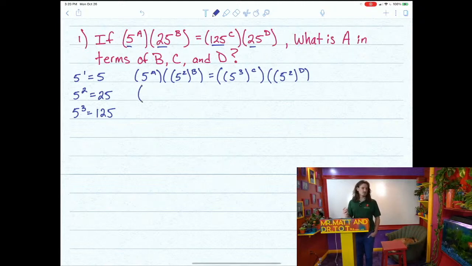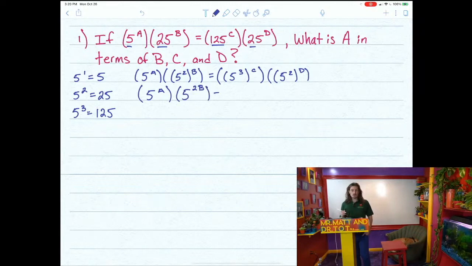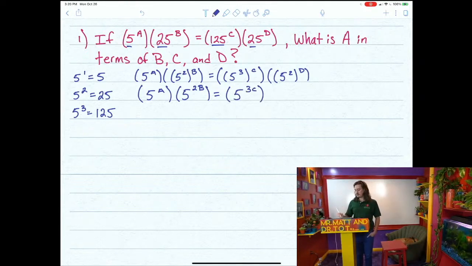Again, 5 to the a is just going to carry through. 5 squared quantity raised to the b power is going to be equal to 5 to the 2 times b power, or in other words, 5 to the 2b power. 5 cubed quantity raised to the c power is going to be equal to 5 raised to the 3 times c power, which is the same thing as 5 to the 3c power. And 5 squared quantity raised to the d power is the same thing as 5 to the 2 times d power, which is 5 to the 2d power.